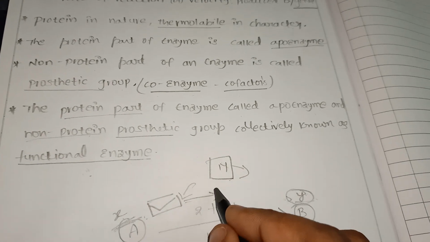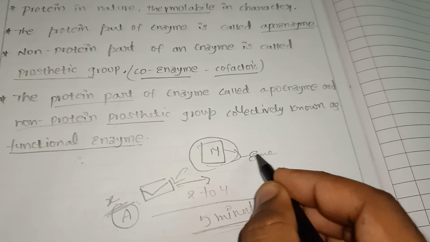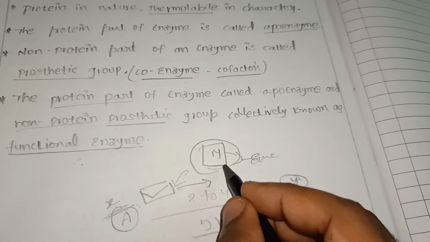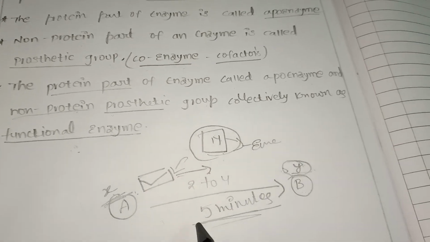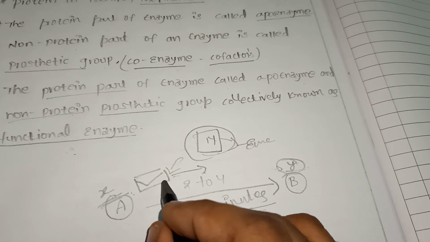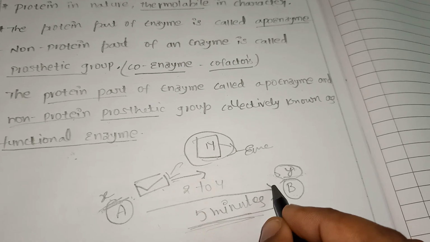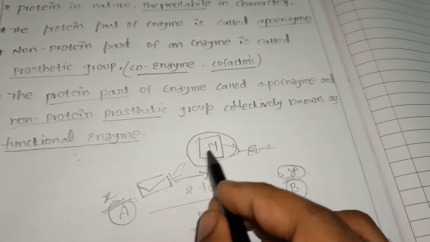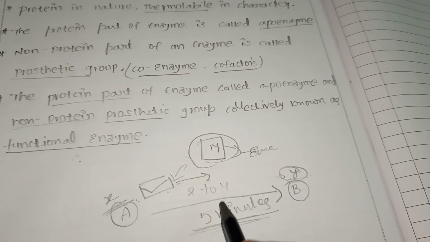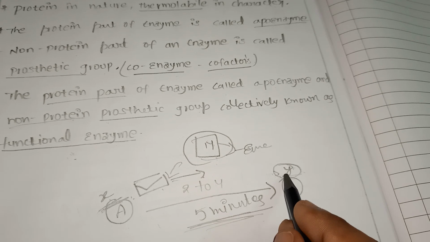So now imagine, in this case, the mobile is nothing but an enzyme. What does the mobile do? It increases the reaction speed. In this case, the postal letter took 2 to 4 hours to send the information. But when person X used the mobile, it took only 5 minutes to reach place B, or person Y.